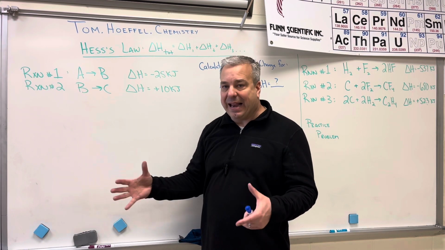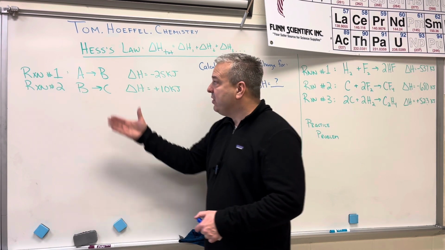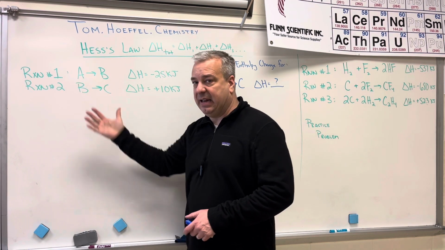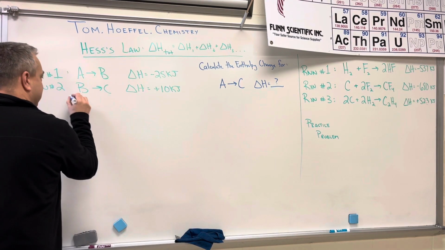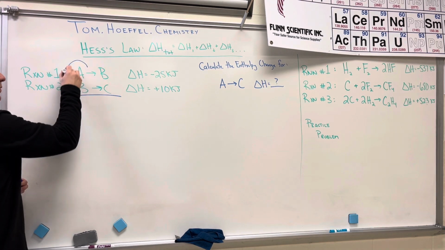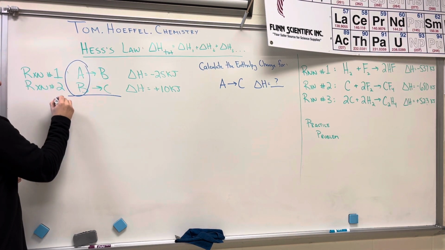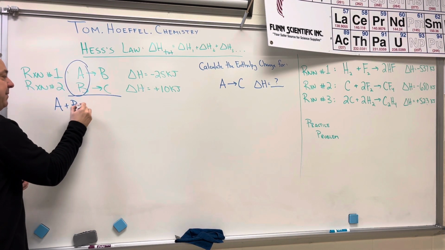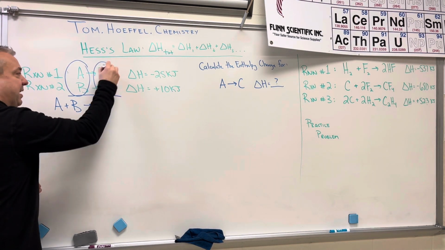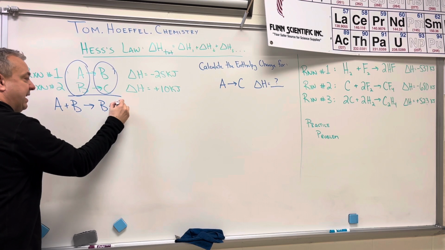Okay? Now, one of the first things we need to do for Hess's law is learn how to add chemical reactions together. So I'm going to add the chemical reaction of A to B and B to C to see what I get. When I add these together, you put all of the reactants on the left-hand side, so I get A and B. And then I do the same thing with the products. I will get B plus C.